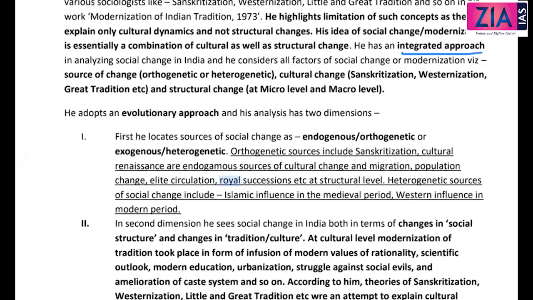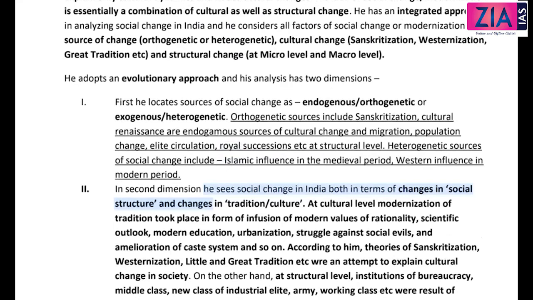It is an integrated approach in analyzing social change in India and considers all factors of social change and modernization. What are the factors? Firstly, what are the sources of change? Is it from outside or inside? When I say orthogenetic, it is within. Change from within. Heterogenetic, change from outside.